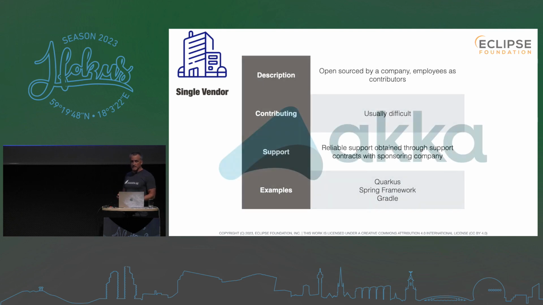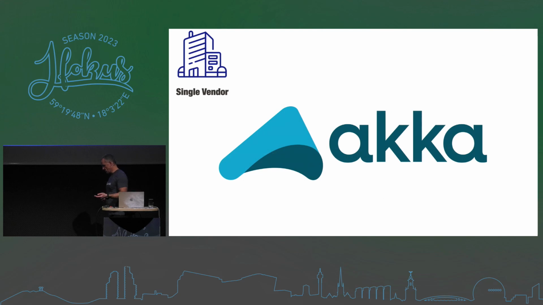And an example of consuming a single vendor project can be Akka. They just changed the license from Apache to Business Source License. That means they changed it from open source to source available. And suddenly, if you're using the open source version of Akka, you're in a little bit of a squeeze because now you have to pay the company in order to use it. So this is kind of the risk of using a single vendor open source.